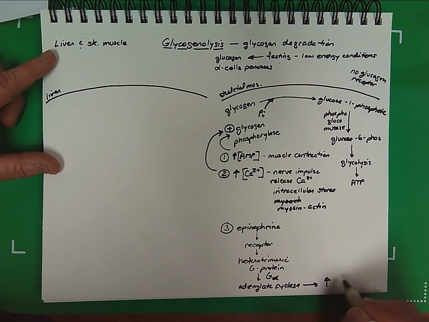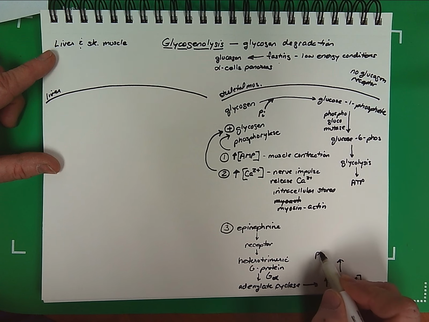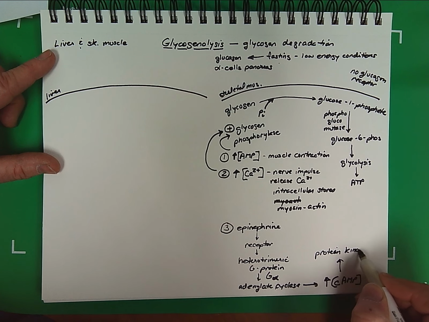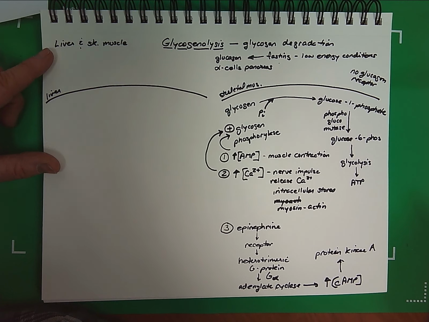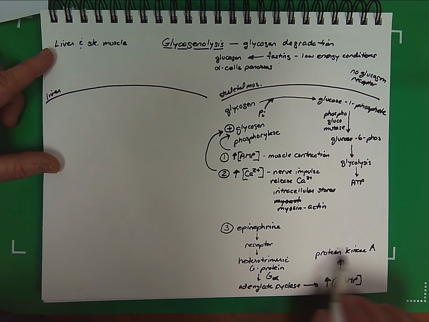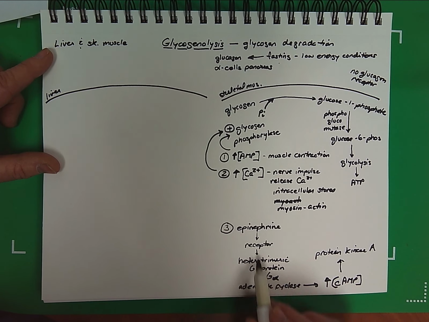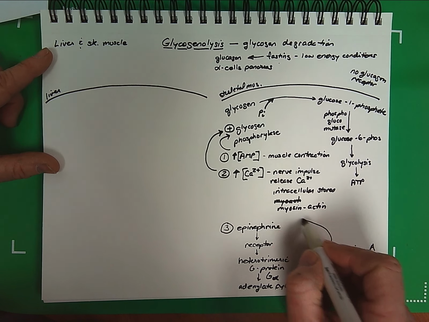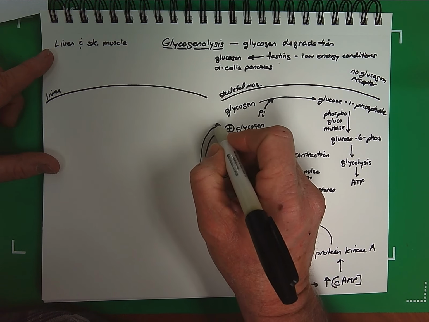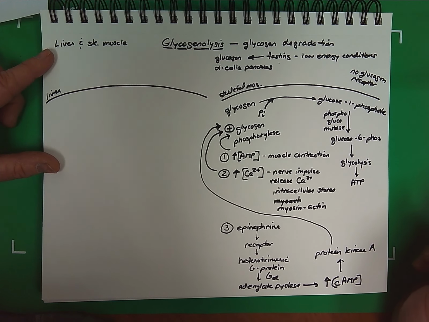This, of course, generates large amounts of cyclic AMP in the cytosol, and then this small molecule effector activates protein kinase A. Once protein kinase A is activated from this cascade of epinephrine, then this protein kinase A can further activate the glycogen phosphorylase.